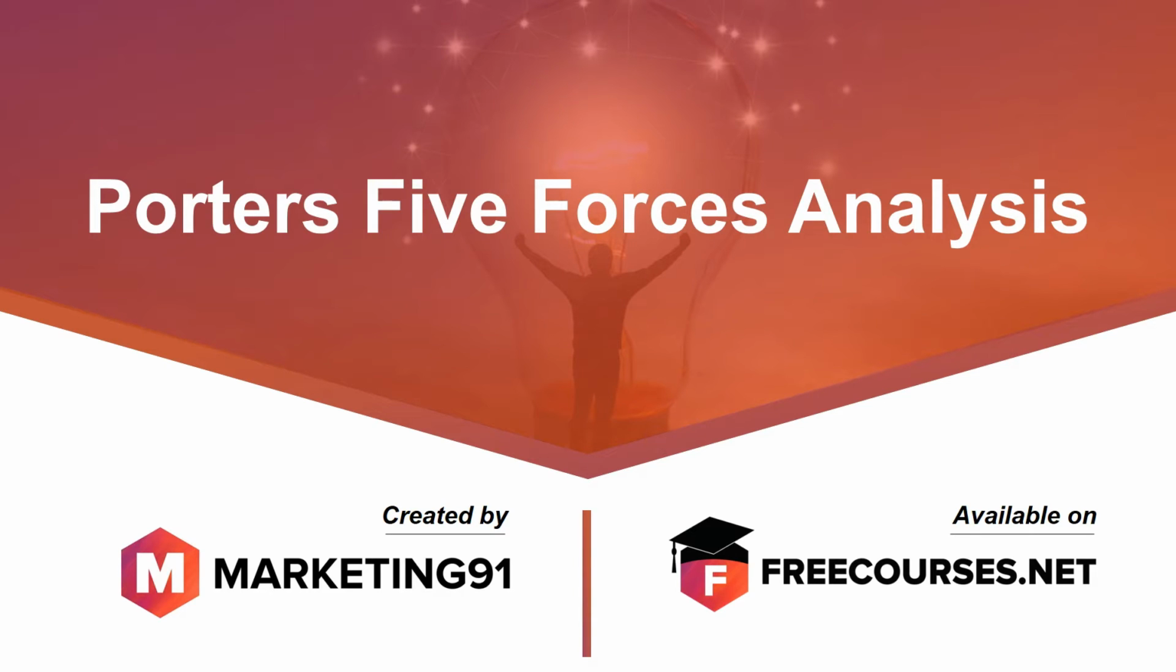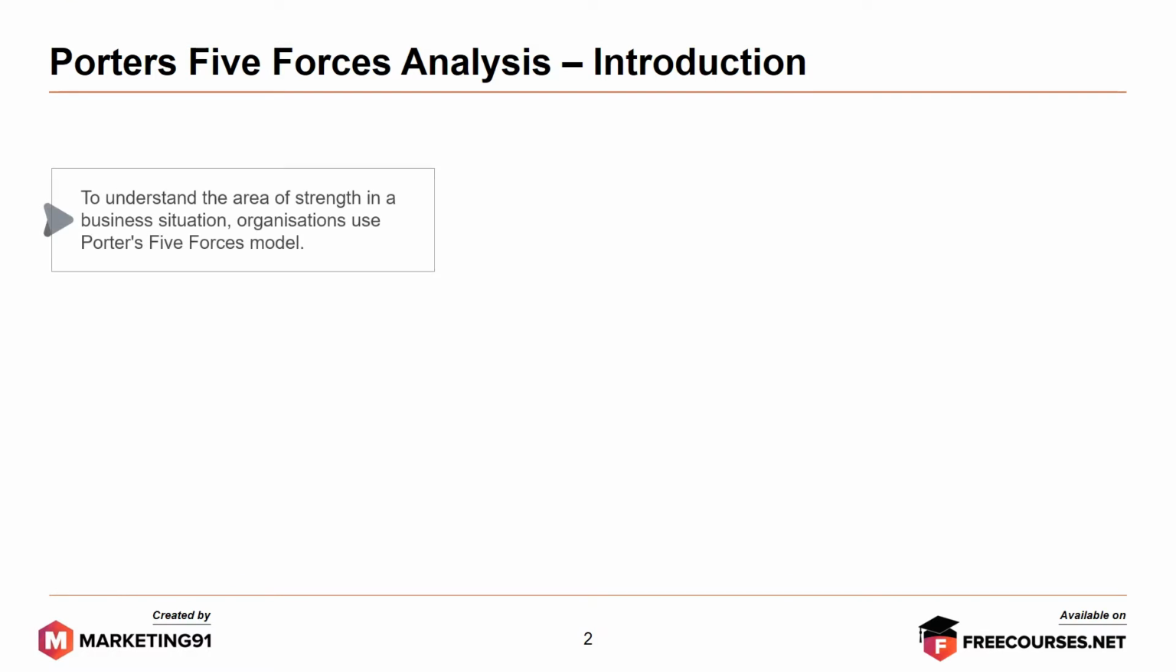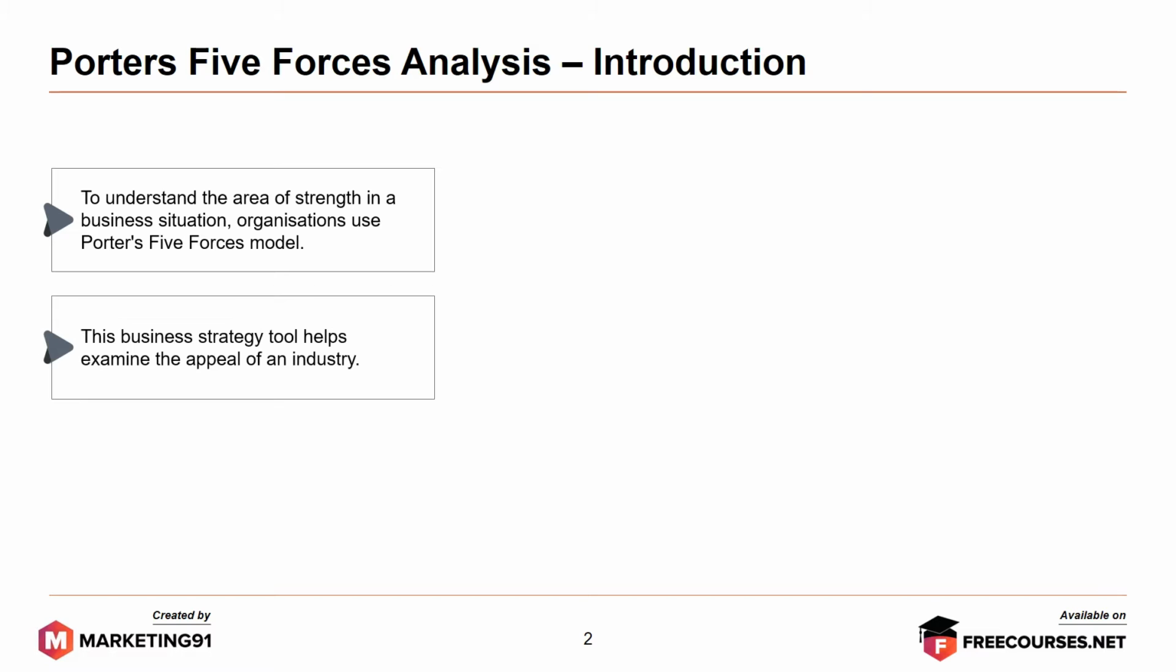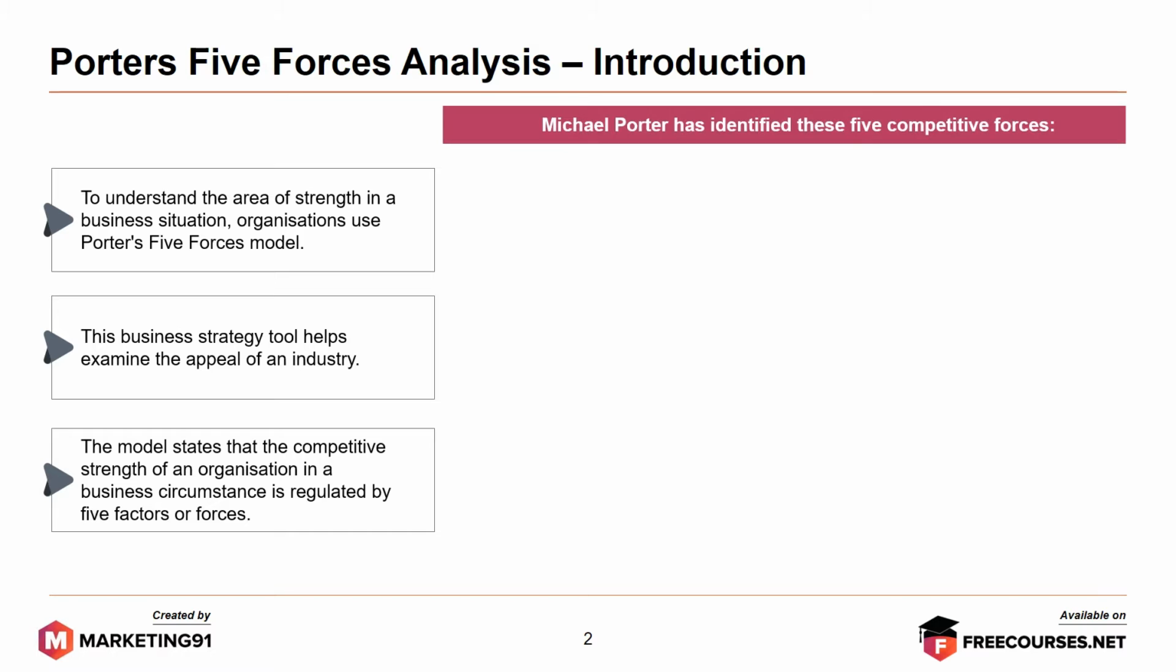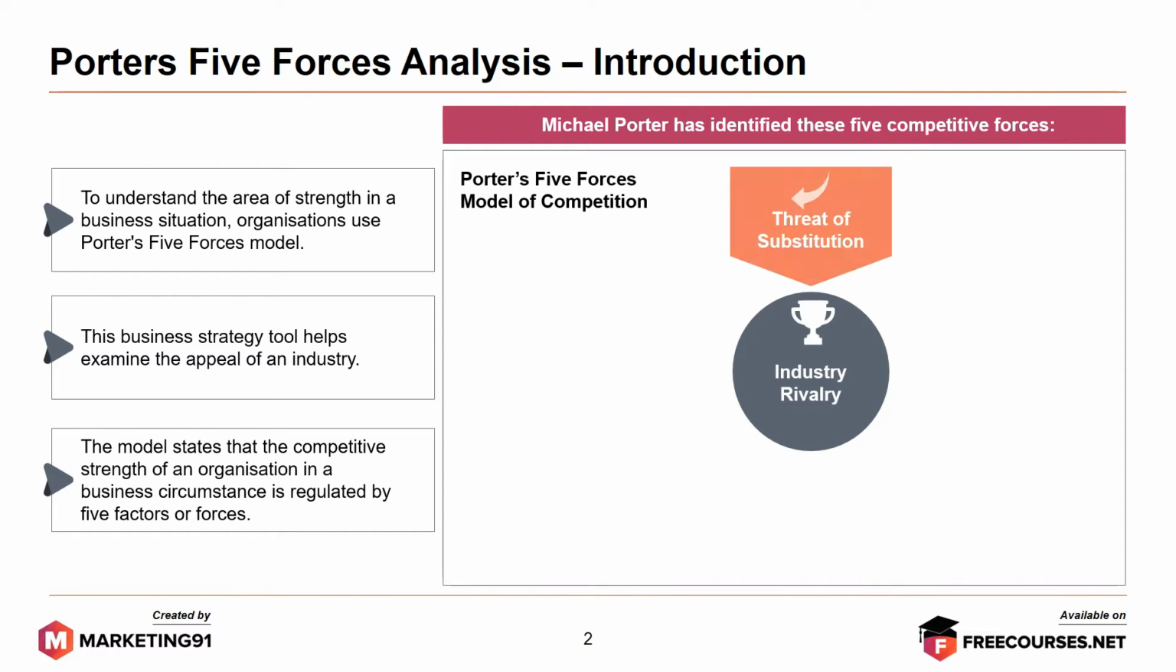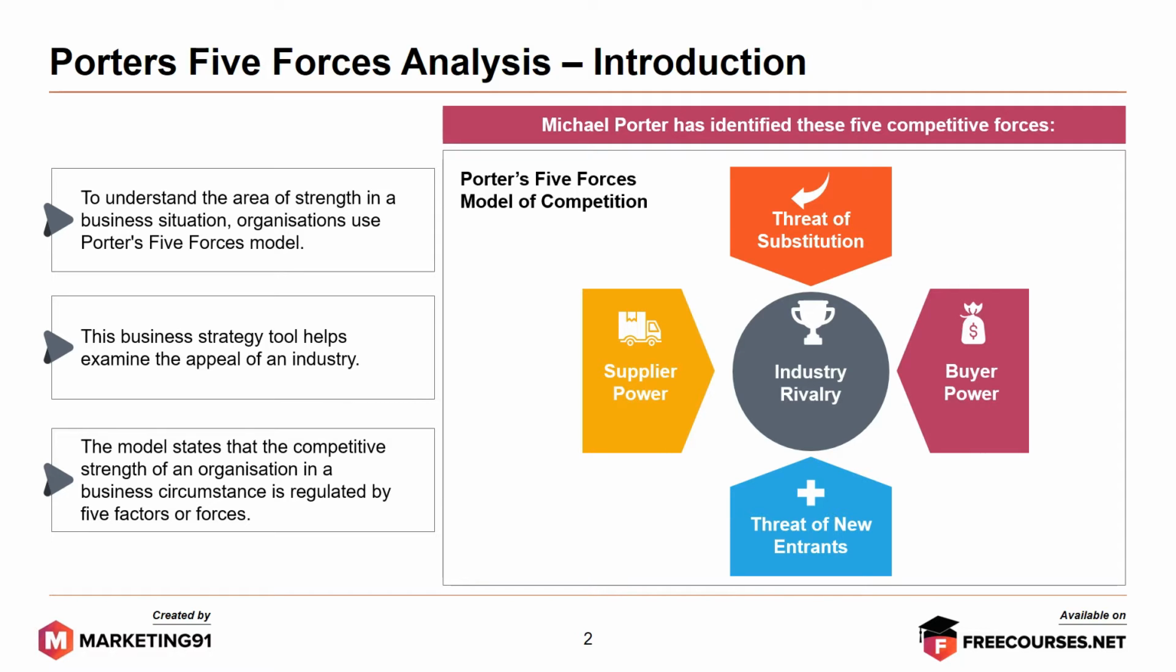In this video, we are going to cover the topic on Porter's 5 forces analysis. Let's start with the introduction. To understand the area of strength in a business situation, organizations use Porter's 5 forces model. This business strategy tool helps examine the appeal of an industry. The model states that the competitive strength of an organization in a business circumstance is regulated by 5 factors or forces. The 5 factors are industry rivalry, threat of substitution, threat of new entrants, supplier power, and buyer power.